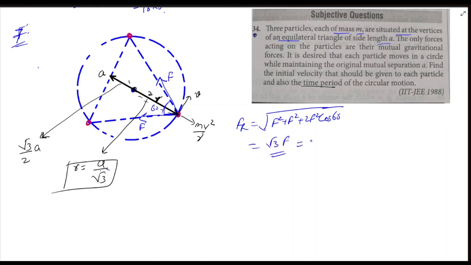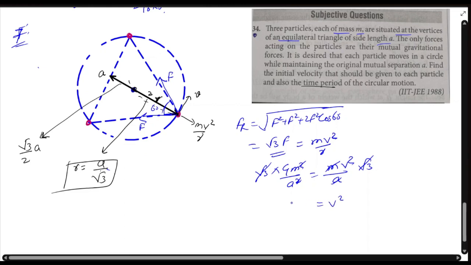So it will be root 3 F, right? So this root 3 F must be equal to mv square by r. So root 3 times GM square by the distance between them, which is simply a square, equals mv square by r. R is what? A by root 3. So root 3 will get cancelled, one a will get cancelled, one m will get cancelled. So velocity square will be GM by a. So velocity will turn out to be root of GM by a.